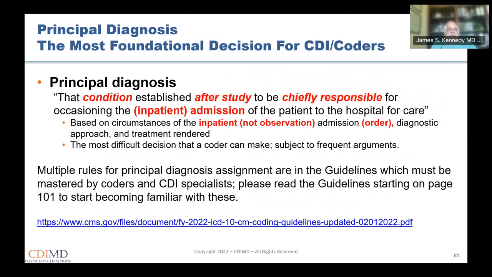Probably the most important decision after coding a record is the principal diagnosis. The principal diagnosis is described in ICD-10 as that condition established after study to be chiefly responsible for occasioning the inpatient admission to the hospital for care, based upon the circumstances of the inpatient admission order, the diagnostic approach, and the treatment rendered. Notice that this is the condition established after study. This may not be on the H&P. This was maybe discovered later. This is probably the most difficult decision that we will have to make as a CDI, and many coders will have trouble with this. How we work with them in the definition of the principal diagnosis is an area that's going to need to be mastered.